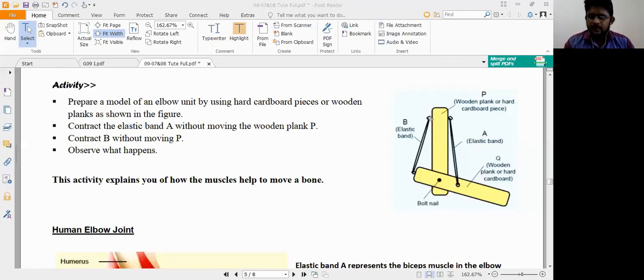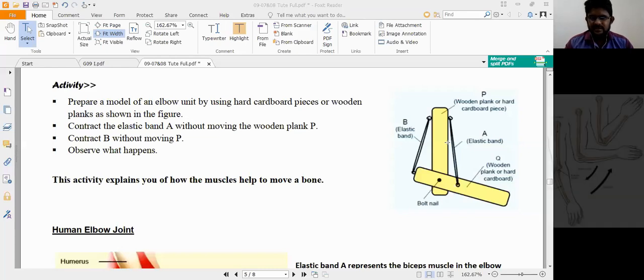You see, from P there are two rubber bands or elastic bands attached to it. One is attached to the end of the wooden plank Q, and the other is attached to the midpoint of wooden plank Q. Accordingly, you see the elastic bands named as A and B. One by one, I'm going to contract them.